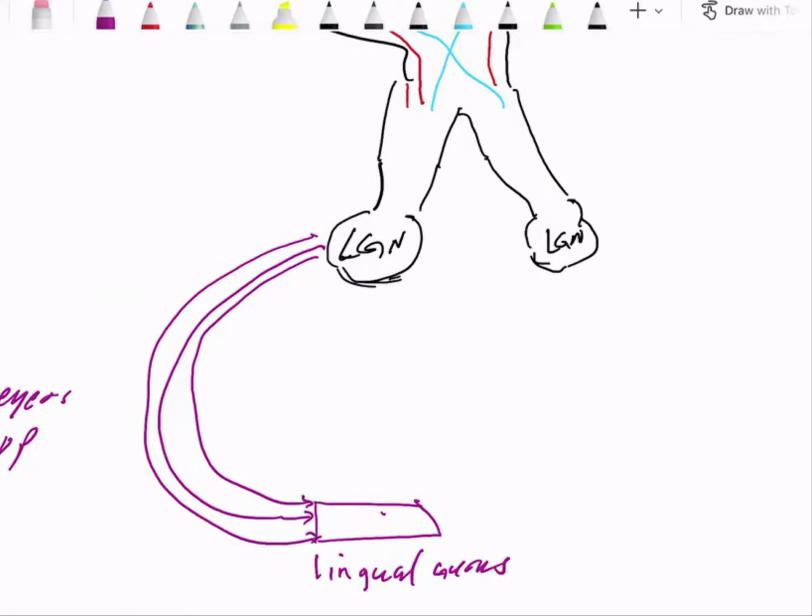And then there is the superior radiation, which will conduct the impulses to the upper bank of the calcarine fissure, which is also called the cuneus gyrus, on both sides.